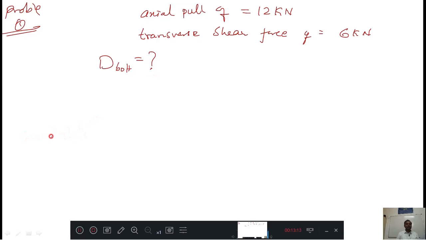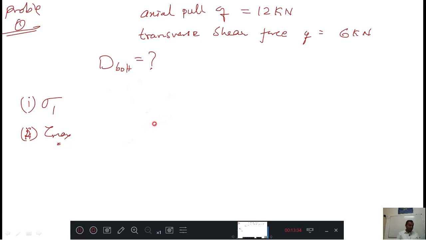By using, first, the maximum principal stress theory. Second one, the maximum shear stress theory. Understood? You can pause it, or otherwise go back, rewind this and write down the problem.